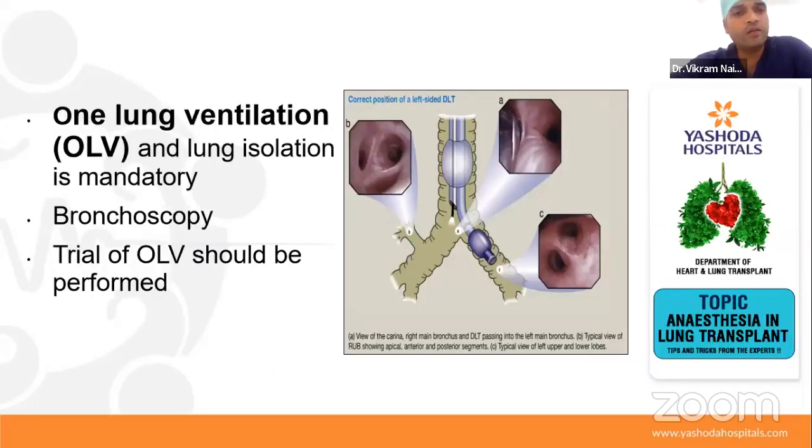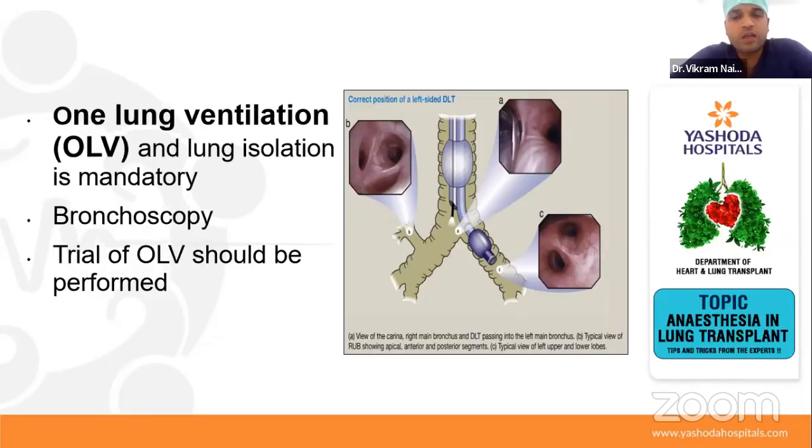Usually one lung ventilation is required because lung isolation is mandatory during lung transplantation surgery. So we use a bronchoscope and then confirm the position of the double-lumen tube, preferably a left-sided double-lumen tube, appropriate to the patient's height and weight. And a trial of one lung ventilation should be performed.